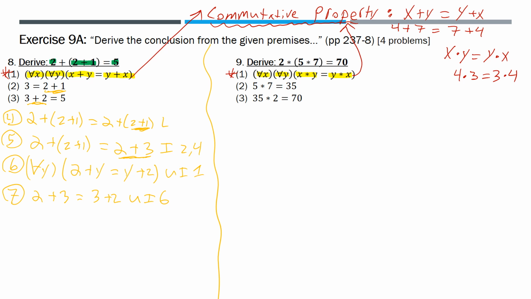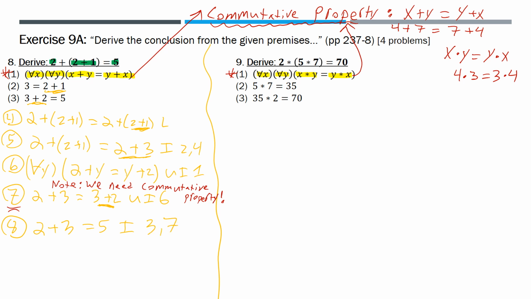So let me just write note, we need commutative property. Okay, that's the only way we could have got line 7. So now note we have this 3 plus 2, and according to line 3, that's equivalent to 5. So for 8, we can say 2 plus 3 is equal to 5 by the identity rule with lines 3 and 7.